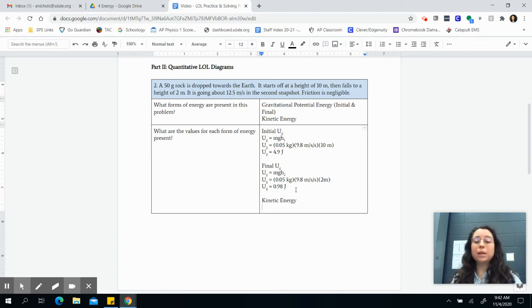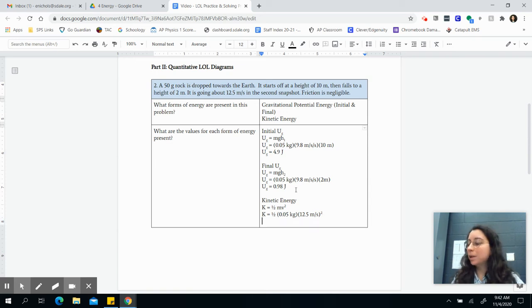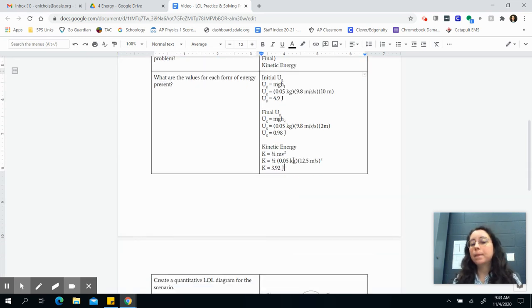Our formula for kinetic energy is K equals 1/2 mv squared. We already have all these values because this is just a simple problem to start calculating some stuff. So K is 1/2 times the mass, which is 0.05 kilograms, times our velocity squared. Don't forget to square it, 12.5 meters per second, and then we have to remember to square that. If I plug that into the calculator, that is going to be a K value of 3.92 joules. Great. We've got some values now.